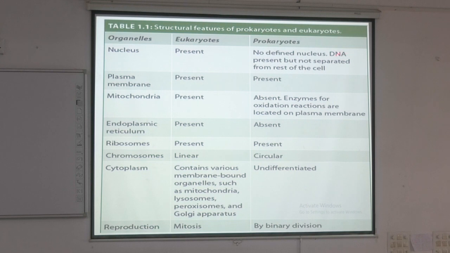Nucleus: present in eukaryotes, no defined nucleus in prokaryotes. Endoplasmic reticulum: present in eukaryotes, absent in prokaryotes. Chromosomes: linear in eukaryotes, circular in prokaryotes. The cytoplasm contains various membrane-bound organelles such as mitochondria, lysosomes, peroxisomes, and Golgi apparatus. It is undifferentiated in prokaryotes. These are the main differences between prokaryotes and eukaryotes.